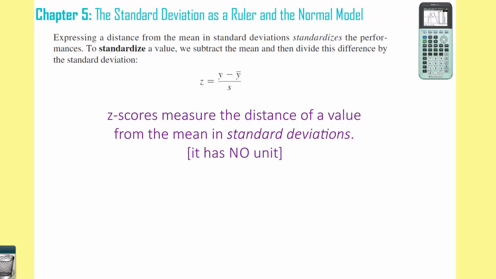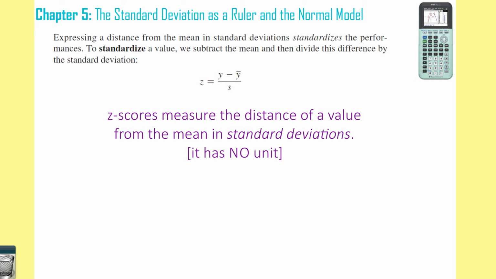Hello. Today we're going to talk about Chapter 5, the standard deviation as a ruler and the normal model. First we need to understand what a z-score is. What we're trying to do is standardize everything, so the idea is that we're comparing everything to each other, to an average.